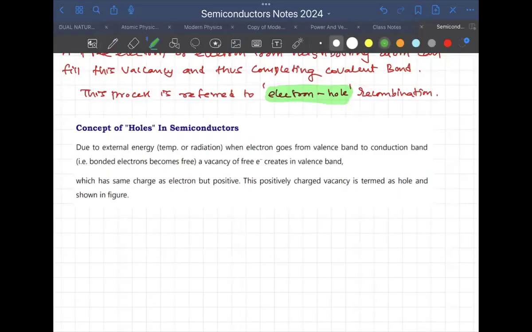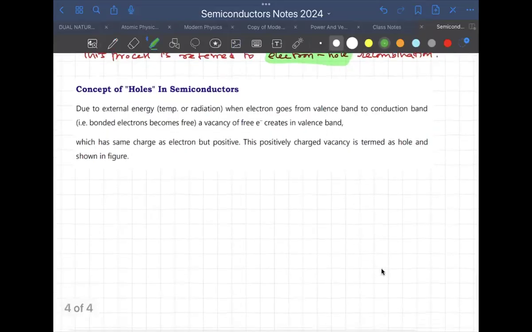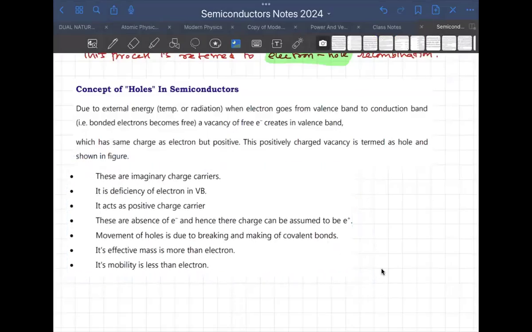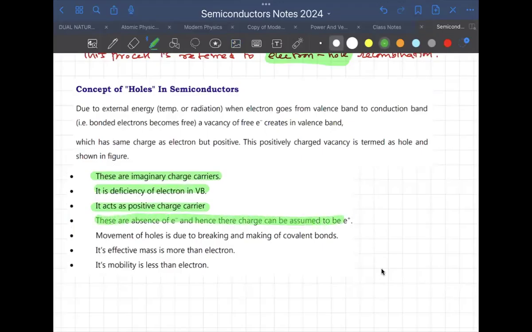So I give some more parameters, some more properties related to this hole. So please note this. My point is very clear. So what are holes? Basically, they are imaginary charge carriers. True. And they are basically in the valence band. They behave like a positive charge carrier. They are nothing but the absence of an electron, and hence they are positive.